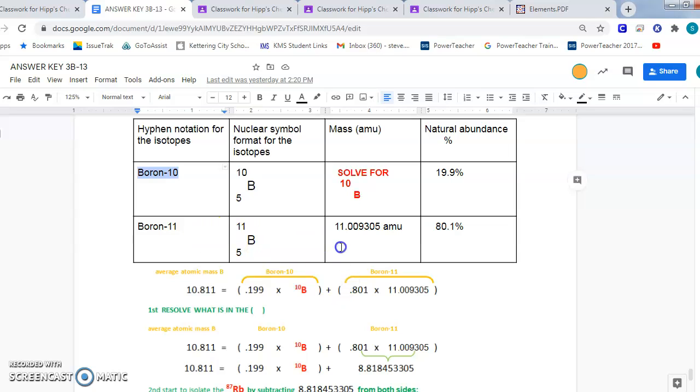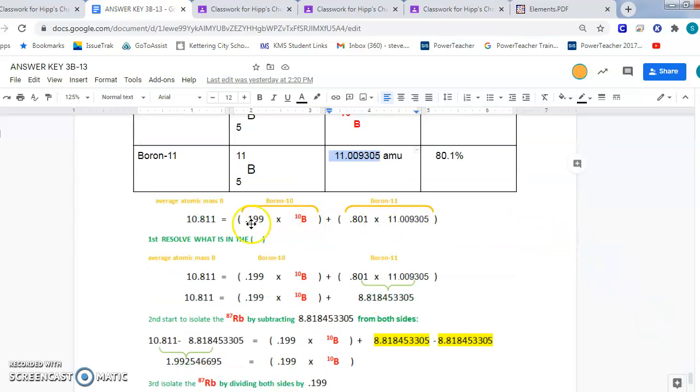We do know boron 11's mass. It's 11.009305. We plug that in. 80.1% of the atoms are boron 11. But we've got to pull that out of percent form by dividing by 100, which has the effect of sliding it 2 to the left, 0.801. So now what are we doing? We are merely going to solve this equation.